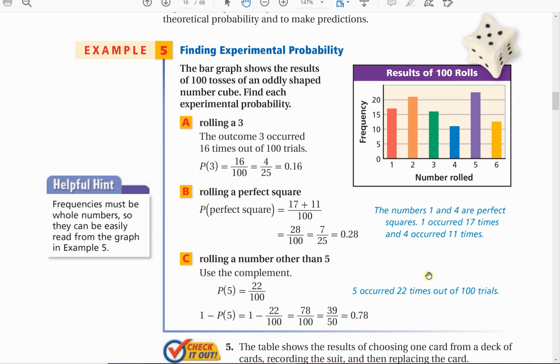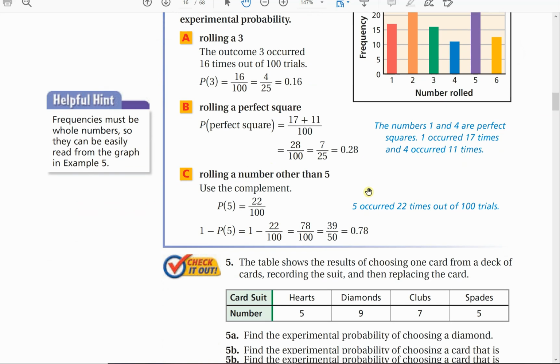Now, again, 5 out of 6 would be the probability in general of rolling a number other than 5, and that's 83.3 repeating percent, so about 83%. So again, 5 actually happened more frequently than it should have based on theoretical probability. But again, this is what happened in these 100 tosses of the die. It might be different if they toss the die another 100. That's just the difference between experimental and theoretical probability.